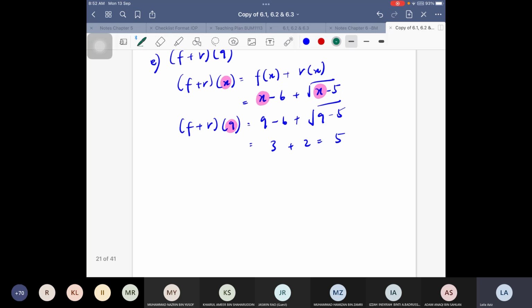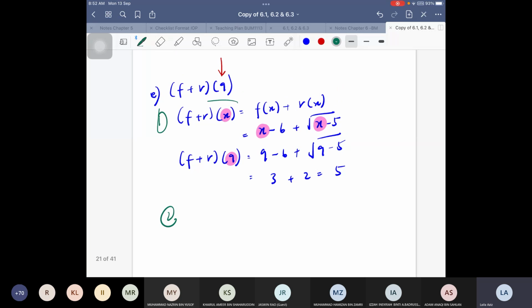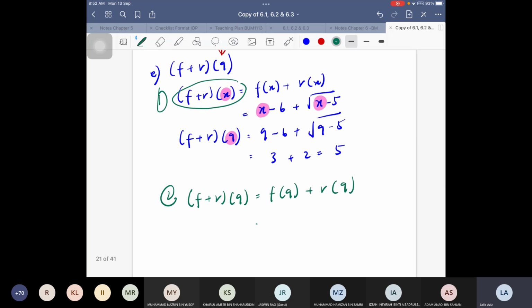Okay, cara yang kedua, so apa yang you boleh buat adalah, instead of cari f tambah Rx, tak perlu. So you don't have to do that. So straight away, kita tulis f tambah R9 adalah bersamaan dengan F9 tambah R9. Kita terus cari. So then you pun gantilah siap-siap. So apa dia F9? So kita punya Fx adalah x tolak 6. So F9 akan jadi 9 tolak 6.